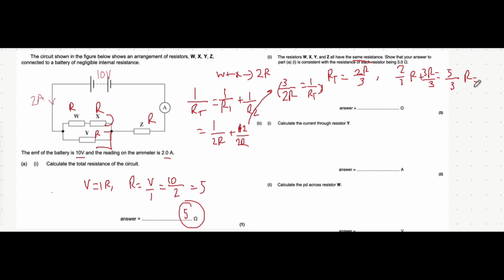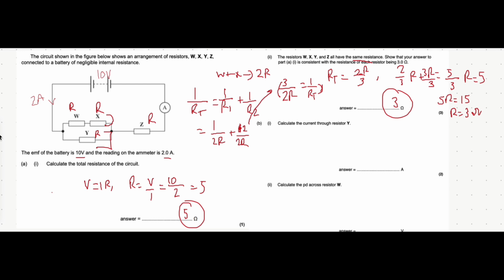Now we know the total resistance is equal to 5 ohms, and then we can rearrange that to find the resistance of each individual component. Start by multiplying both sides by 3, so 5R is equal to 15, then divide both sides by 5 to get the resistance of each individual component is 3 ohms. So that's your answer to that question there.